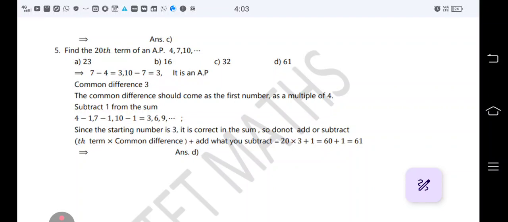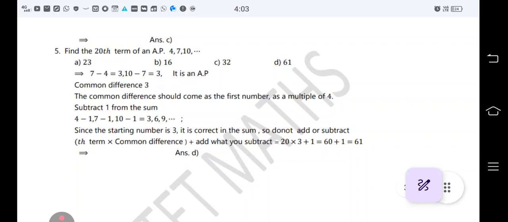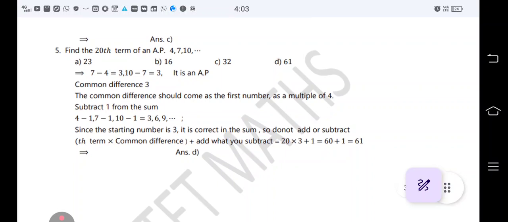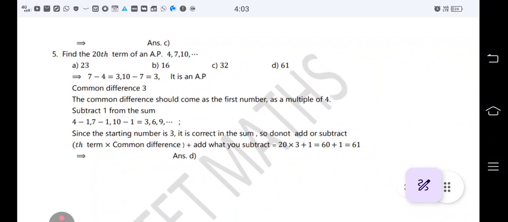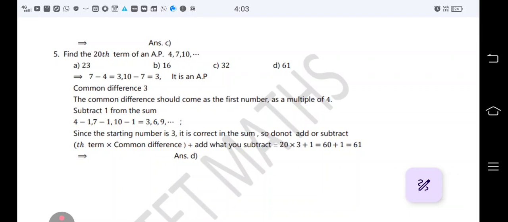Nth term into common difference, plus, add what you subtracted. In the above portion we subtracted what we added; here we add what we subtracted. Therefore, for the 20th term, 20 into 3 plus 1, that is equal to 60 plus 1, that is equal to 61. Where is it? Correct. D is the answer, 61.